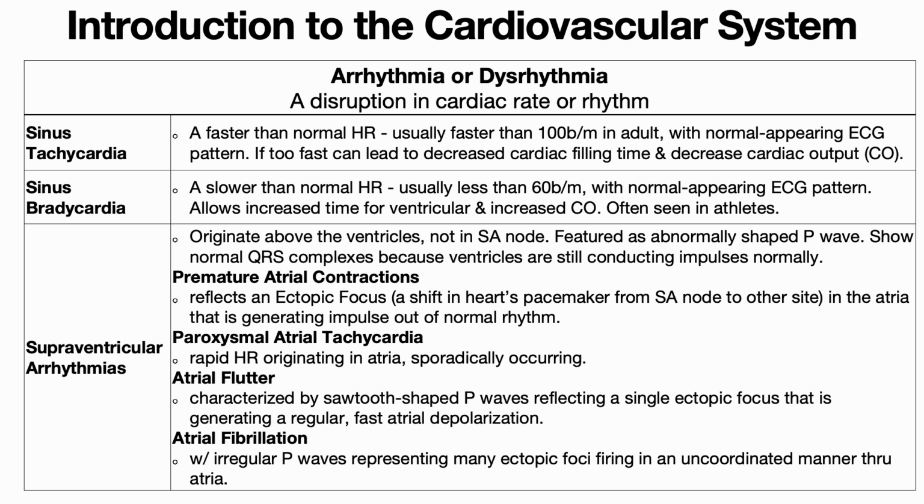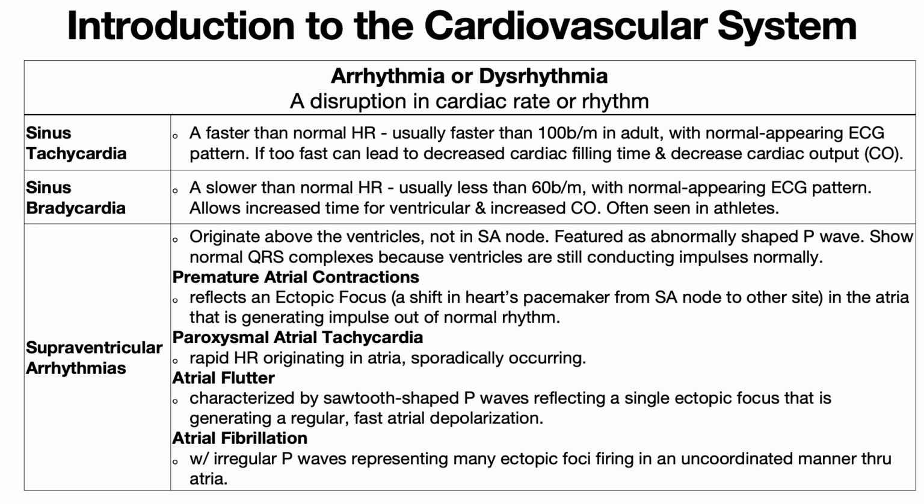We also have the atrial flutter, which is characterized by a sawtooth-shaped P wave reflecting a single ectopic focus that is generating irregular, fast atrial depolarization. With atrial flutter, often 1 of every 2 or 1 of every 3 impulses is transmitted to the ventricles. So the person may have a 2:1 or 3:1 ratio of P waves to QRS.